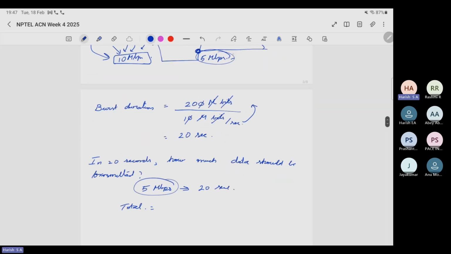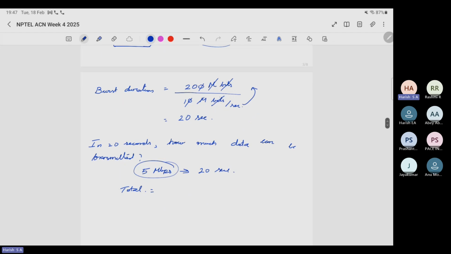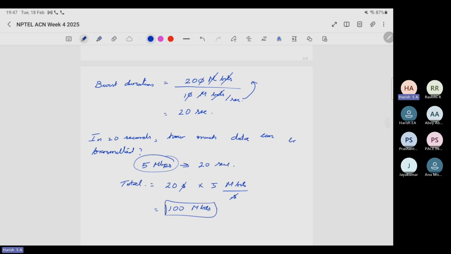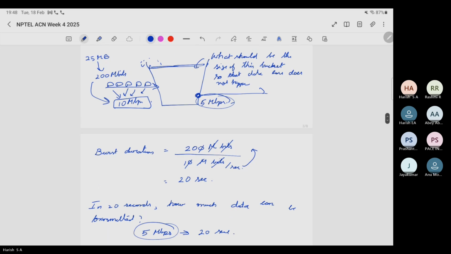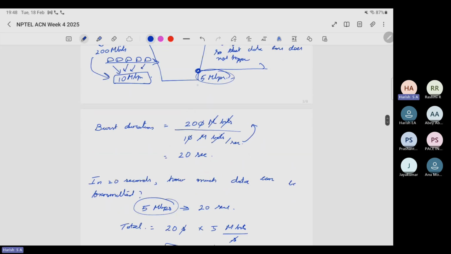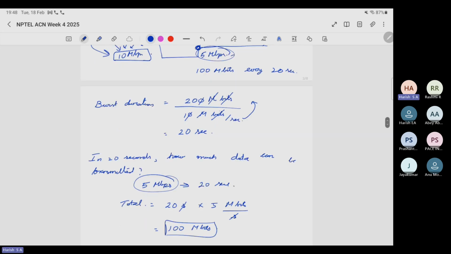So in 20 seconds, how much data can go out of the bucket? How much data can be transmitted? So the rate is 5 Mbps and the time is 20 seconds. If you multiply both of these, it is 20 seconds times 5 megabits per second. Second cancels, so it's going to be 100 megabits. So now we know that the bucket can empty at the rate of 100 megabits every 20 seconds.